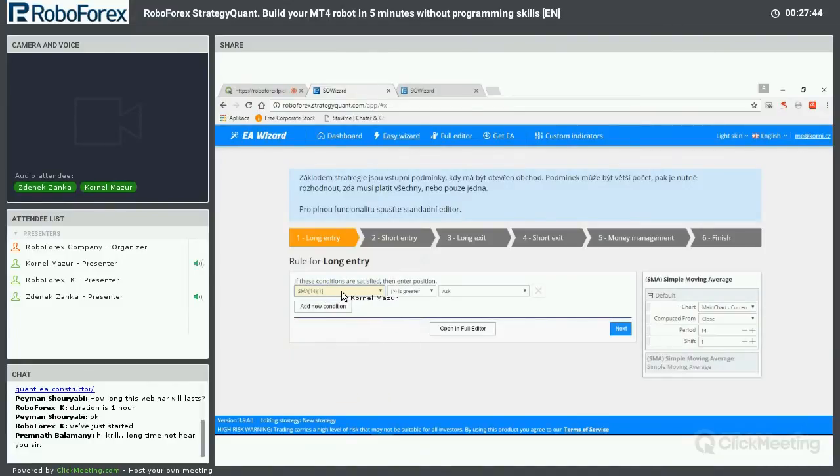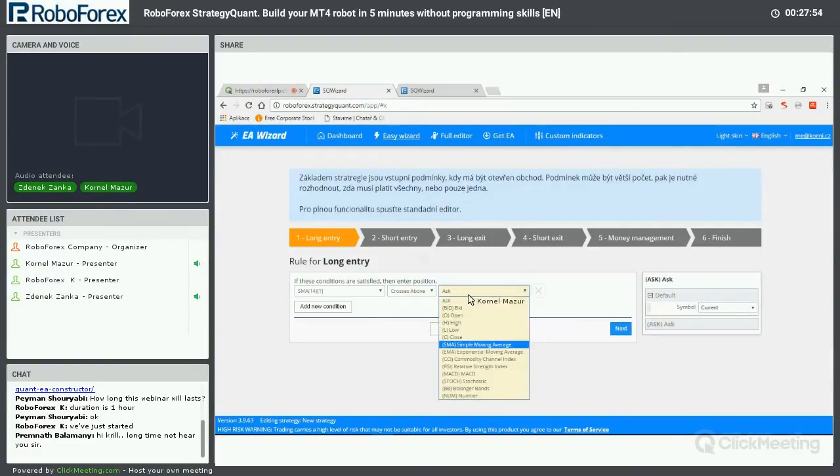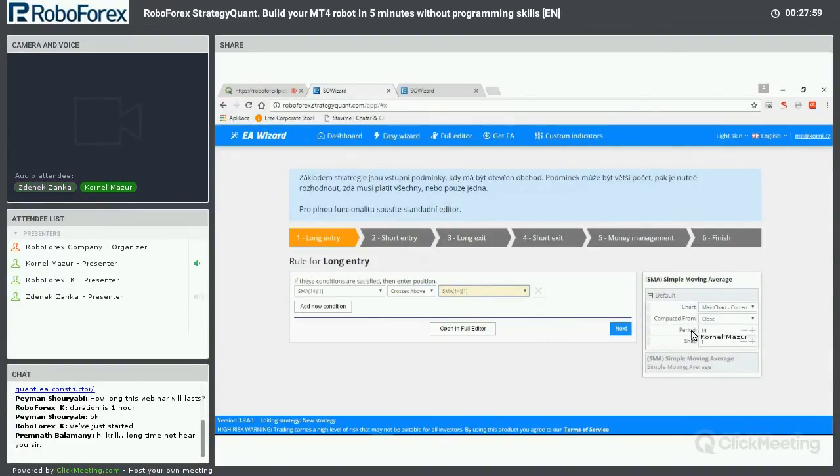It's a simple moving average, which is the fast period. We will set 14, and then this will cross above another simple moving average, but this will be slower, so we'll set 50, and then we'll open the long position. So this is all we need. The first simple moving average crosses above the slow moving average, and then we'll open the long entry.